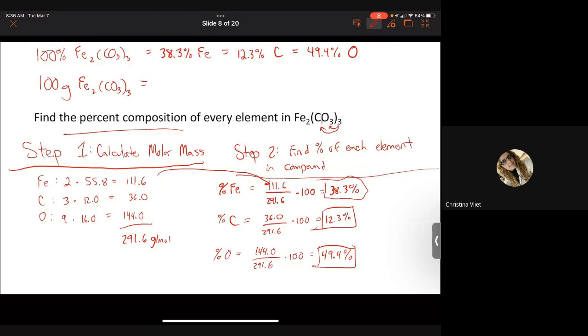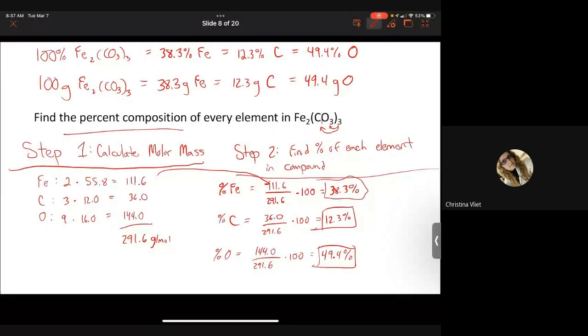38.3, right? 38.3 grams are iron. So if I have a 100-gram sample of the compound in front of me that I put on a scale, I know that 38.3 of those grams are iron. Go ahead and write that down. So I know that 38.3 grams are iron. I know 12.3 of those grams are [unclear], and 49.4 of those grams are oxygen.